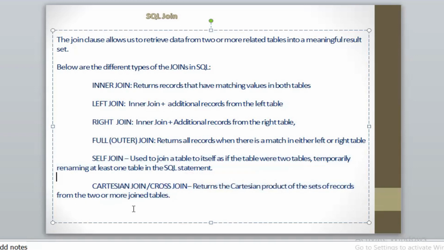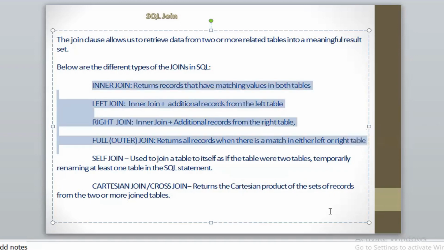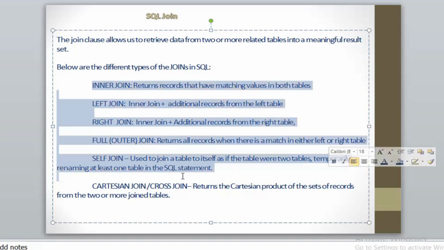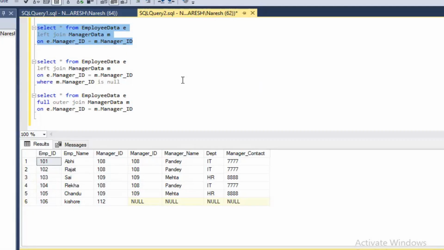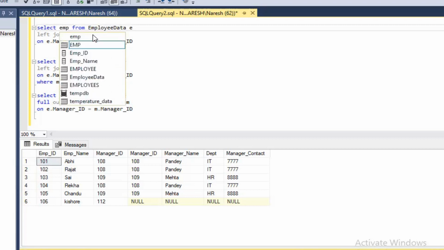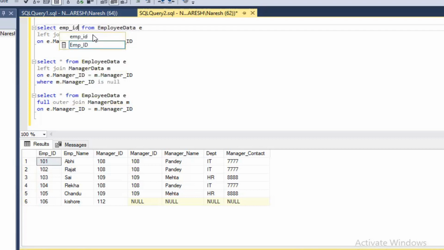So let's rejoin, right? You understood till now, right? Yes. Okay, we'll go with some practice, then we'll go to self and cross join. Chalo, we'll rejoin. Chandu, instead of star, select employee ID, employee name.